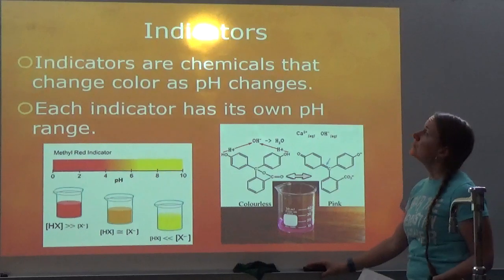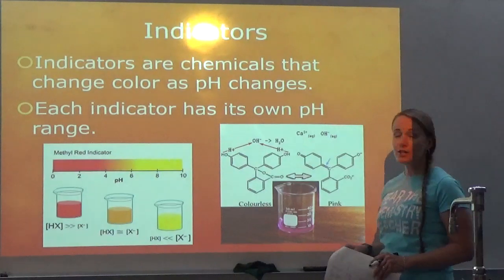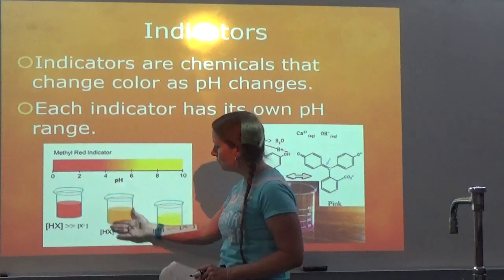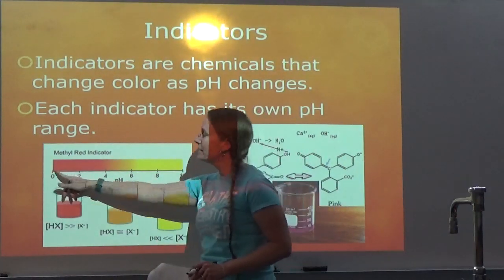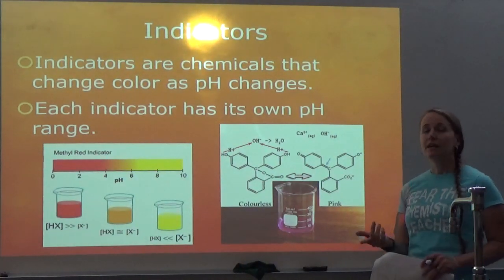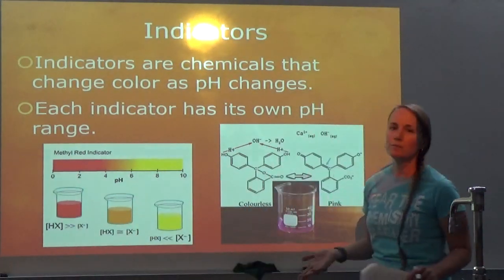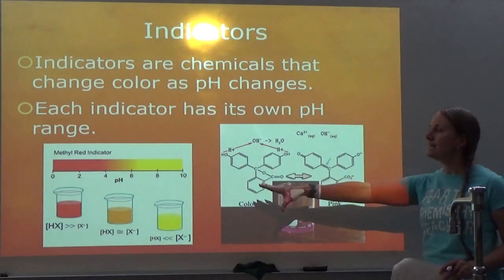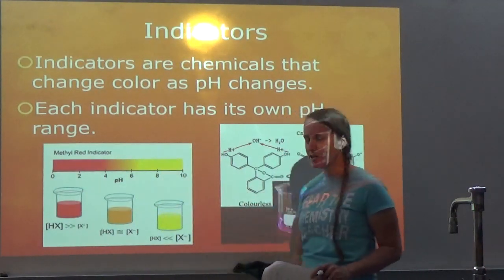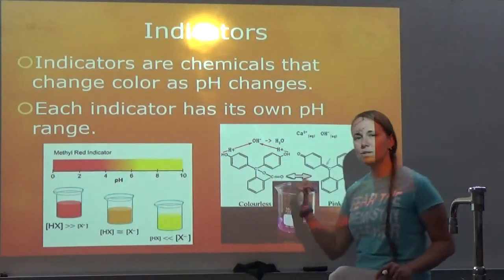All right, and then indicators are chemicals that change color as pH changes. Each indicator has its own pH range. Okay, so for example, this methyl red, it goes red, it passes through orange and then turns yellow, and you can kind of see the pH range that that's happening in. Whereas on the other hand, phenolphthalein goes from clear to pink. There's no intermediate color since one of them is clear, and it changes at a different scale. It changes around this 8 to 10 area actually. It's clear from 0 until it hits about 8, and that's when it'll switch over to pink.